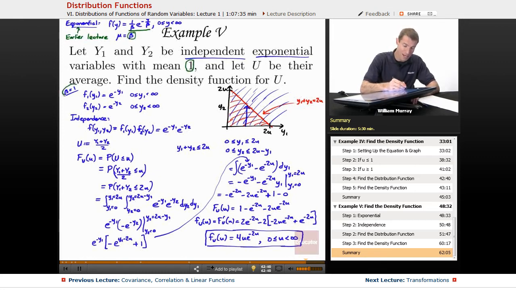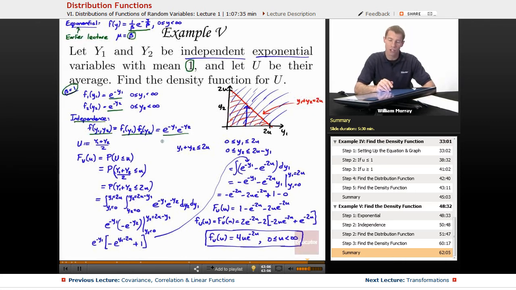So that's why I plugged in beta equals 1, and I just got, for my density function for y1, e to the negative y1, and similarly my density function for y2 is e to the negative y2. Now, independence means that the joint density function you get just by multiplying the marginal density functions. So I just multiplied those together, and now I wanted to find the density function for this u, and it says that u is their average. So the average of y1 and y2 is y1 plus y2 over 2.